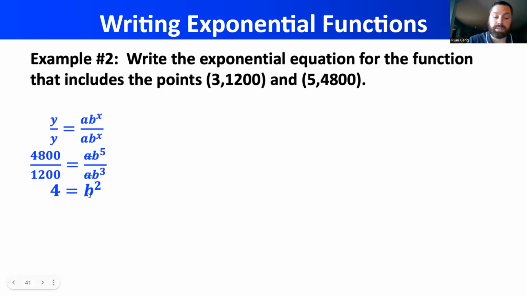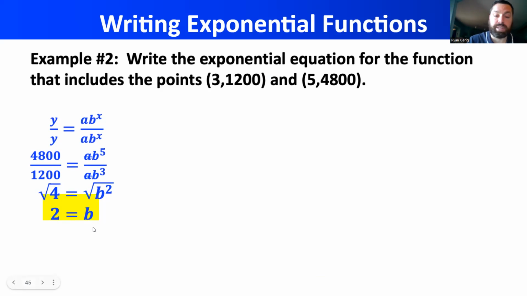Now, I haven't talked about this yet, but how do I get b by itself? To get b squared by itself, or to get b squared without the exponent, I have to take the square root of both sides. I kind of mentioned it in the rational exponents at the beginning of this week, but that's how you do it. When you have a b squared, you take the square root of both sides, and you get 2 equals b.